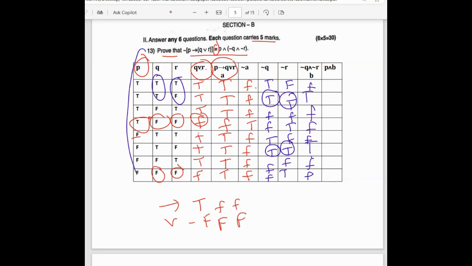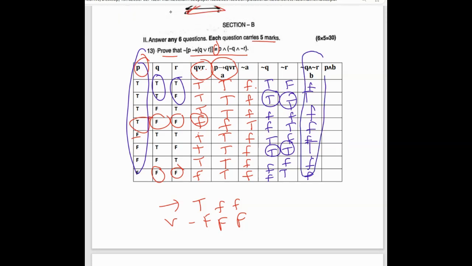P and Q, P is the first line and Q is this line. We have to check for and: T and T, it is T. So it is T and T, no, T and T, no, T and T, no, T and T, no, T and T, no, T, F and so on. We don't have that condition, so it will be all false.